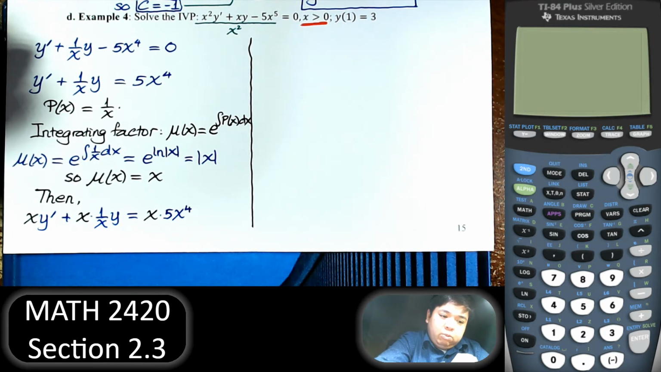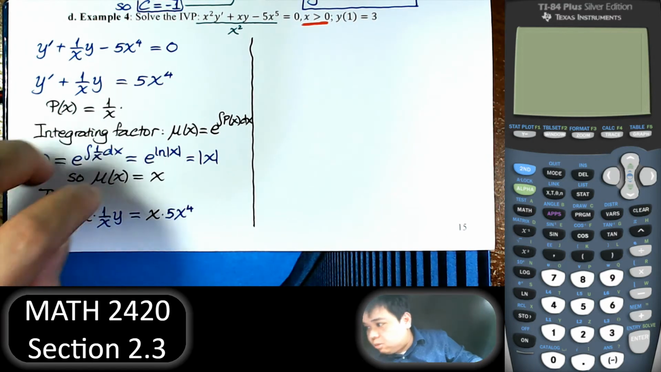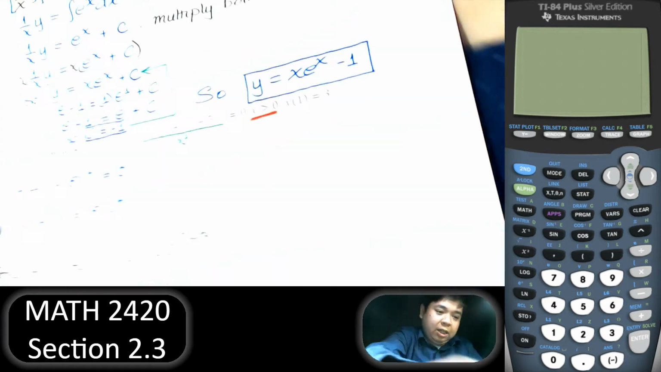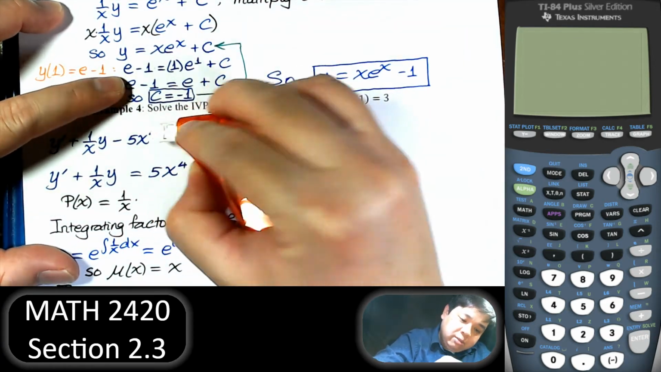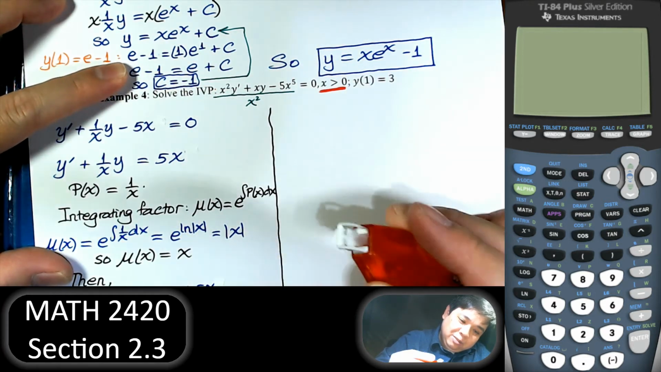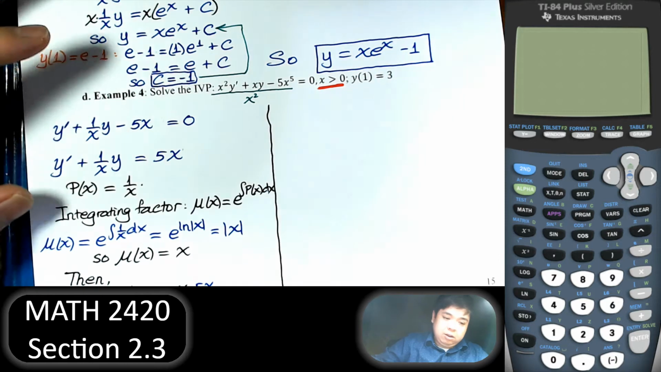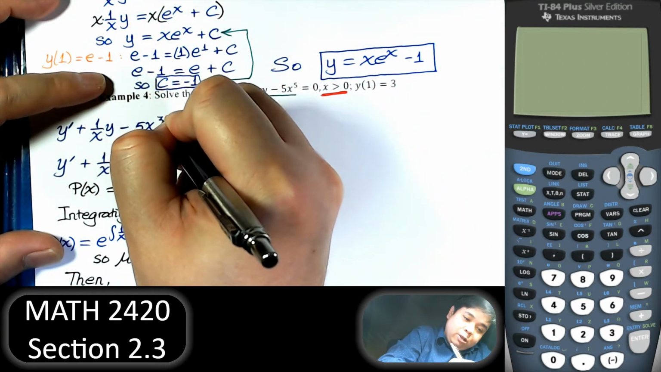Oh, sorry, now I see there's a problem. We divide by x squared, right? X to the 5th divided by x squared. Sorry about that. x to the 5th divided by x squared, so that should be x cubed.